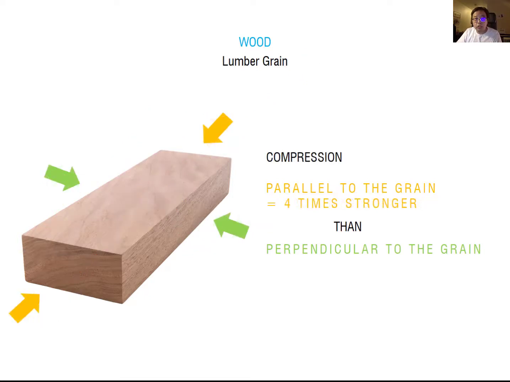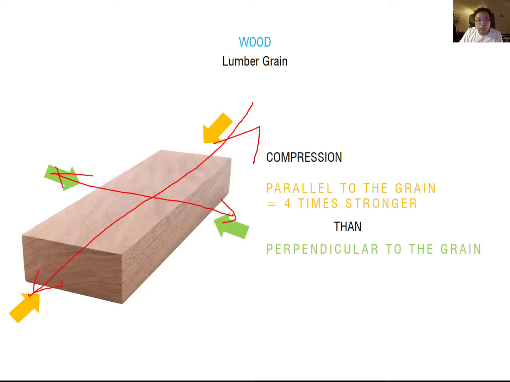What about compression? Compression is like a pushing process. In this case, parallel to the grain is 4 times stronger than perpendicular to the grain. Okay. For tension and compression, parallel to the grain is much stronger than perpendicular to the grain.